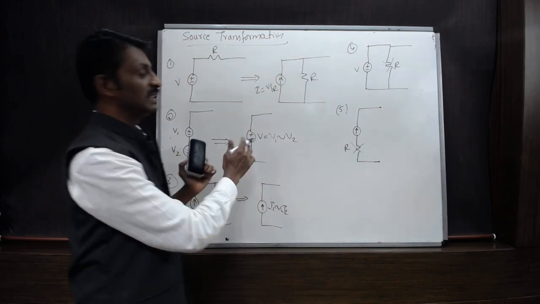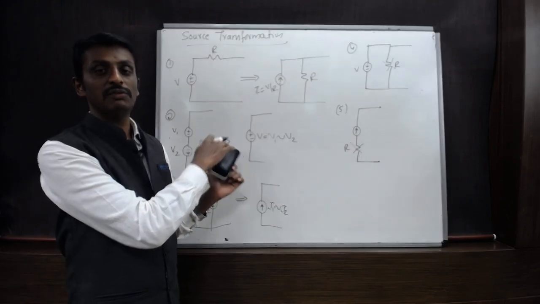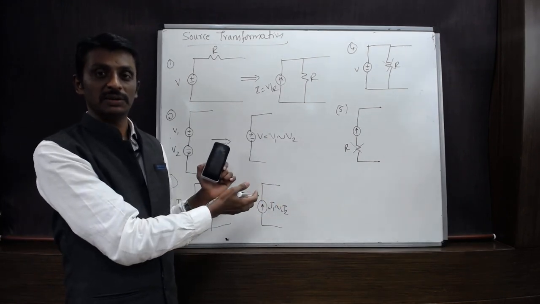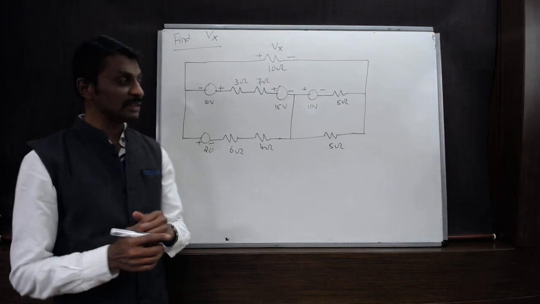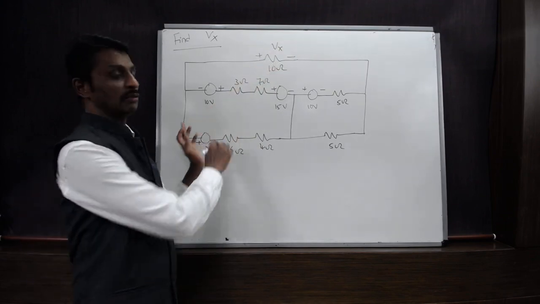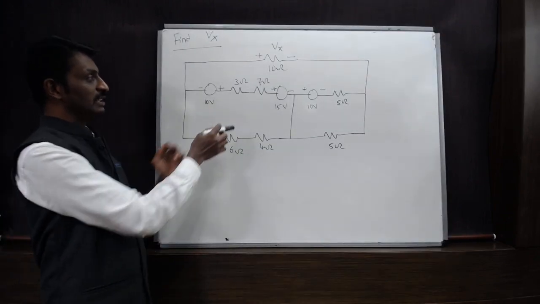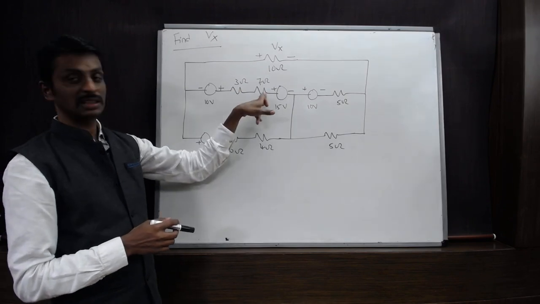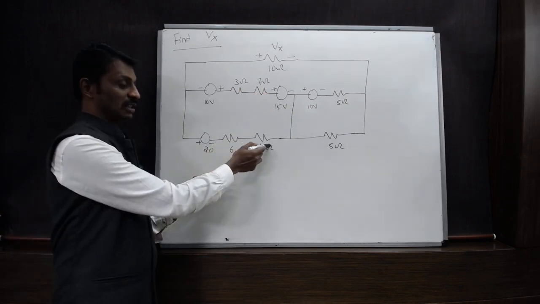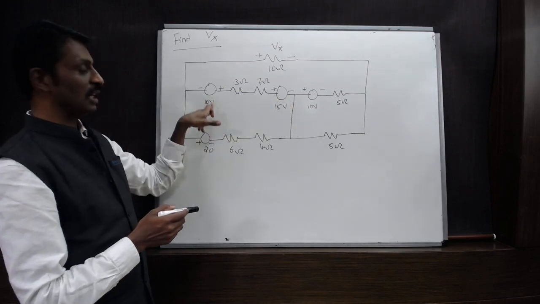By knowing this basic concept, let us see one problem by applying source transformation and find the required quantity in the network. Let us consider a problem to find the value of Vx by applying the concept of source transformation. In the circuit diagram, we can see two resistors connected in series, and another two resistors connected in series, and there are two voltage sources, one of 50 volts and one of 10 volts.